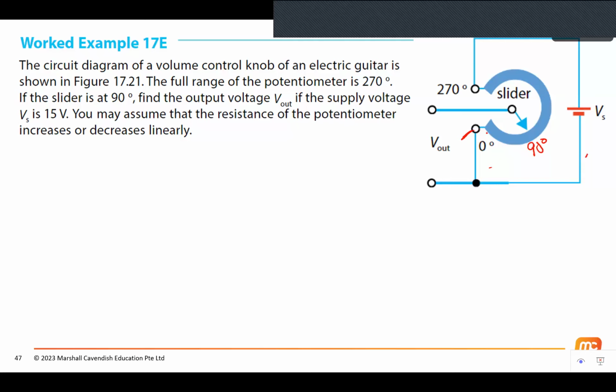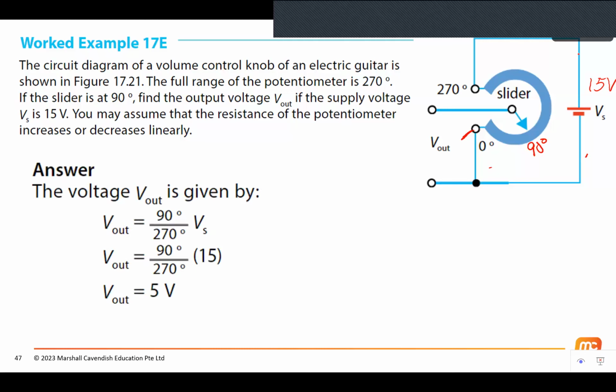Okay, so if you were to take the ratio again, my original voltage over here is 15 volts. So if I take the ratio, I'll have 90 over the total, which is 270 degrees. This entire length is 270 degrees. So the answer is 90 divided by 270 times the original voltage, which is 15 volts. So you get 5 volts. This section will only hold 5 volts, and this other section will hold 10 volts from 90 to 270 degrees. It's simply the ratio method again. Okay, let's move on. Next question.